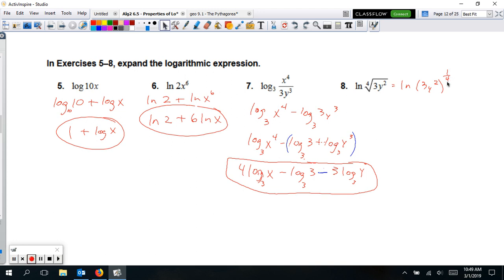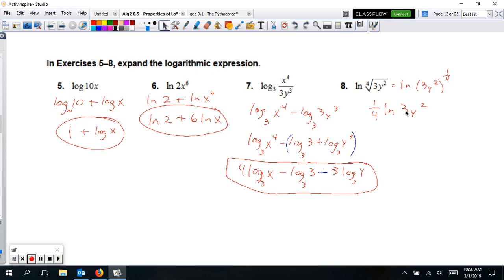Okay, so now since the power is outside this whole thing, we do have a product inside, but the power is going to come first. We're going to have to put this power out in front of this log first before we can start working on this product of the 3y squared. So I'm going to first put that 1/4 in front of this whole natural logarithm. So now it's 1/4 times the natural log of 3y squared.